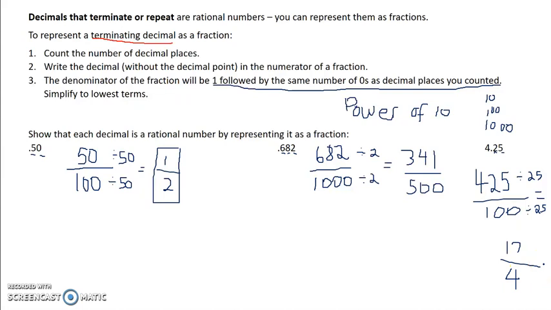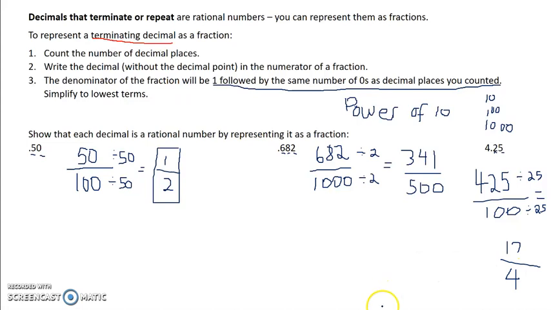Alright, so we have actually shown that each one of these numbers is a rational number, because we were able to represent it as a fraction. Alright? So, fractions and mixed numbers and terminating decimals are all rational numbers. And so are natural numbers, whole numbers, and integers.